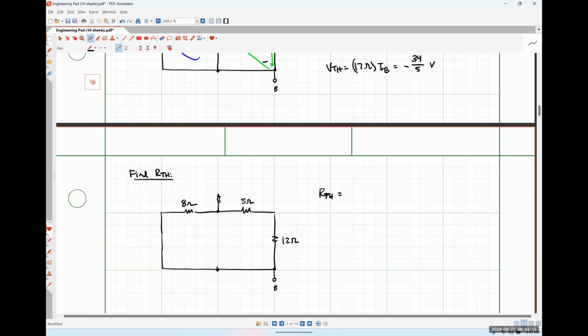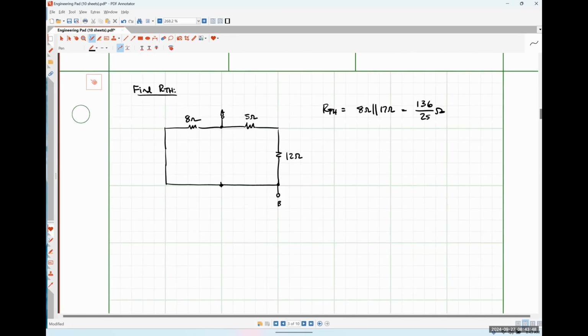So what do I see? 8 in parallel with 17. Anybody got a beef with 8 in parallel with 17? Hopefully we can just look at this one and sort that out. So 8 ohms in parallel with 17 ohms. So that would be 8 times 17 divided by 25 is 136/25.